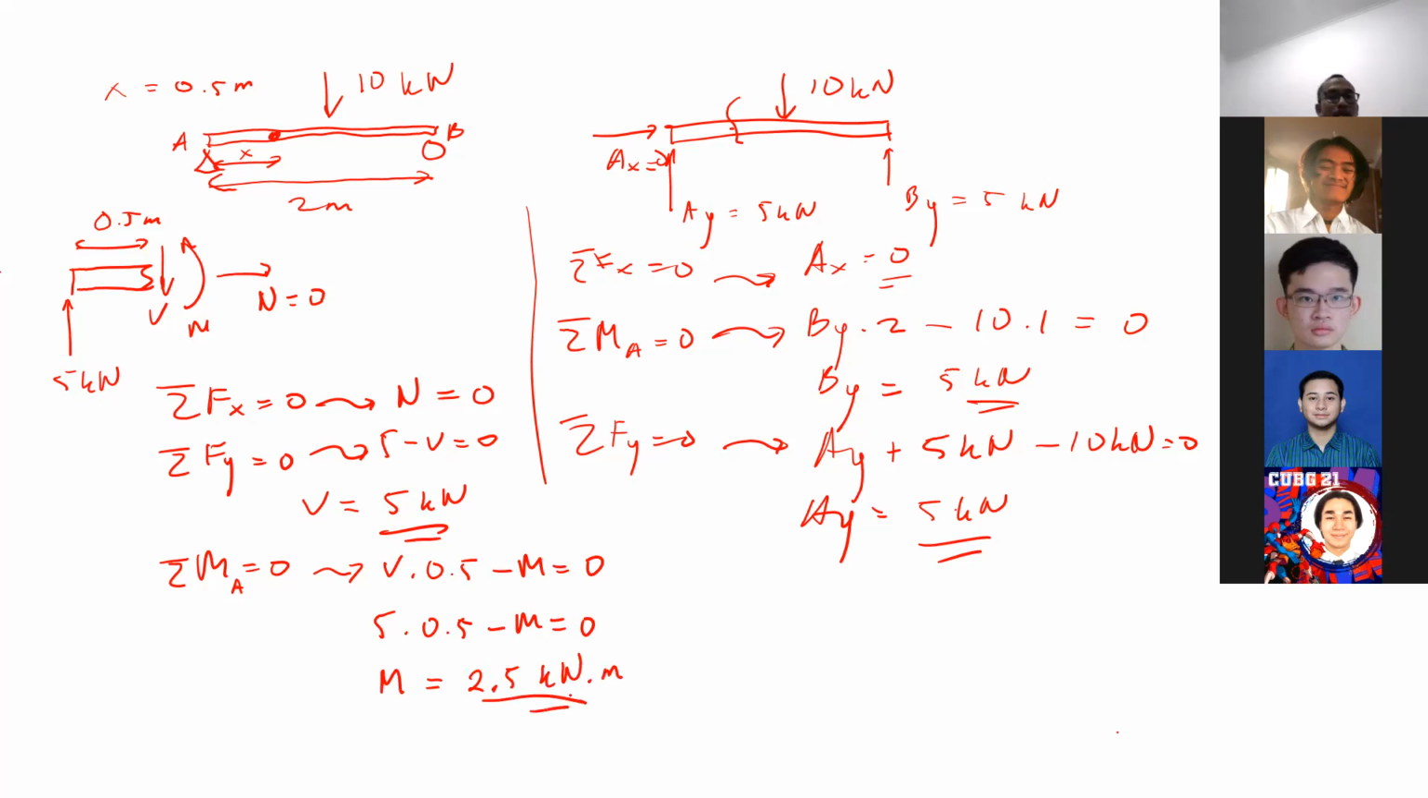So this is it. We know the value of the normal force. Normal force is 0. We know the value of the moment, internal moment, 2.5 kilonewton meters. We know the value of the shear force, 5 kilonewton. Okay, Mario. Now, I want you to point one of your friend to help me with the right section. I want to show you guys that solving the left section and the right section will give you the same result.